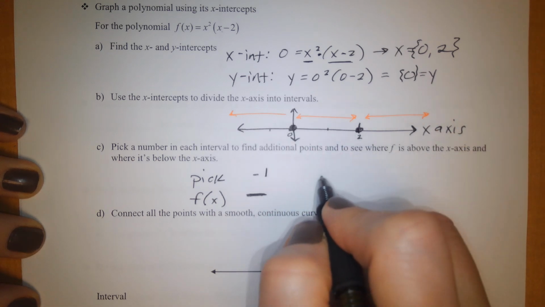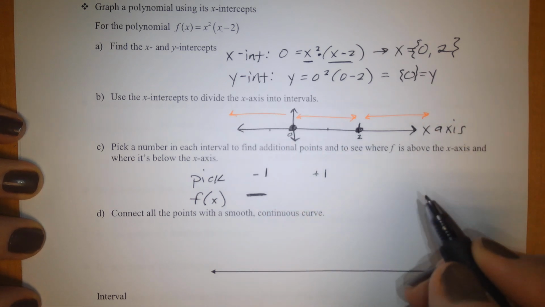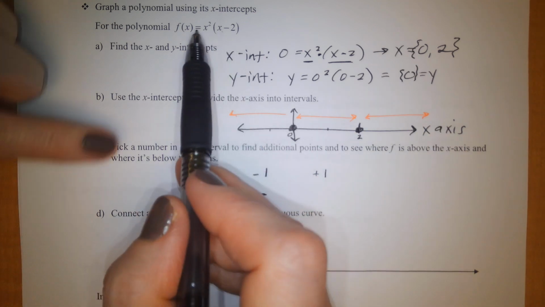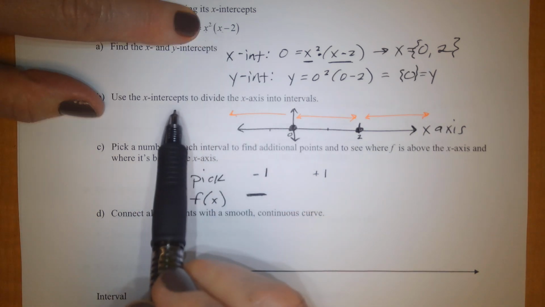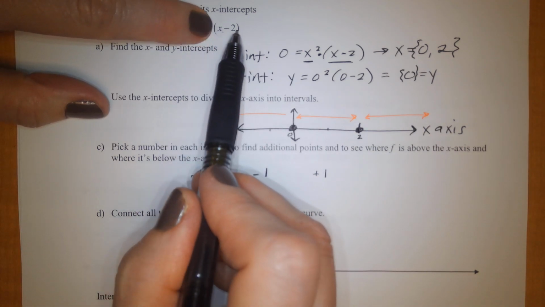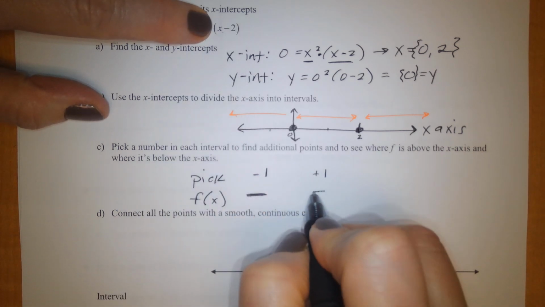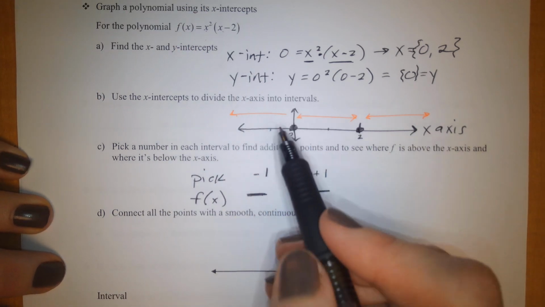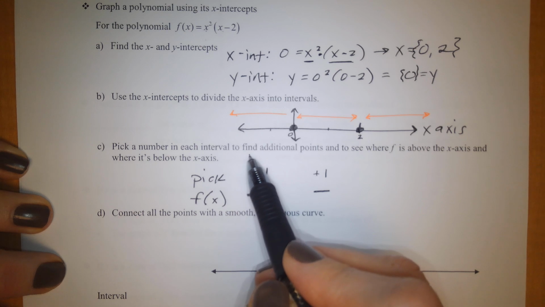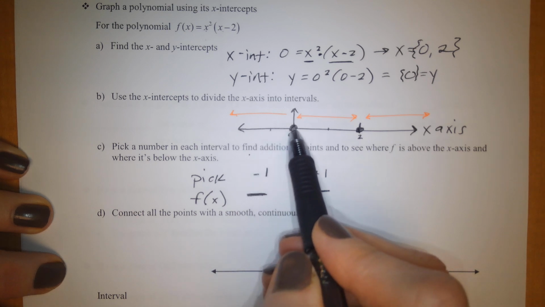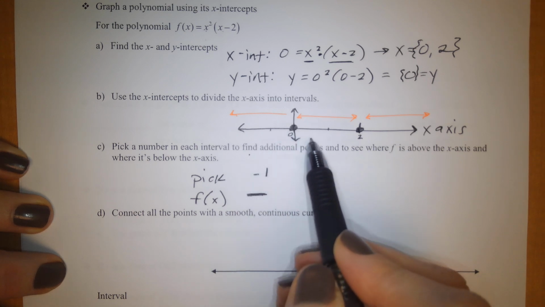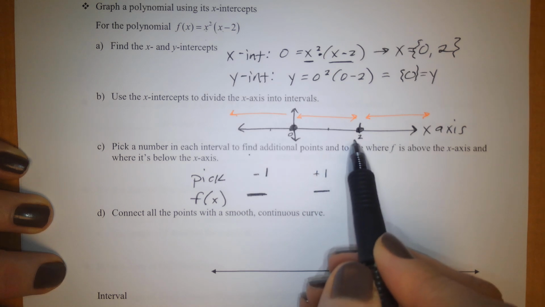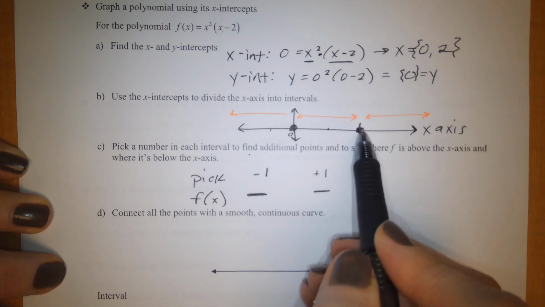So in between 0 and 2, it makes sense to test the number 1. When I test the number 1, I get 1 squared, which is positive. 1 minus 2 is negative, so I get a negative value. That means if it's negative, it starts down here, comes up, touches, but it will then come back down since it has to be negative again and go back up to this 0.